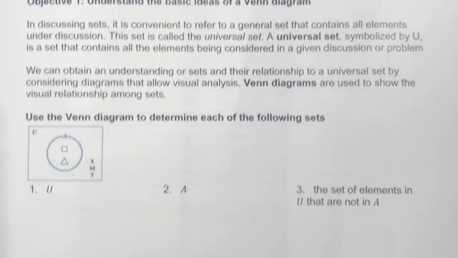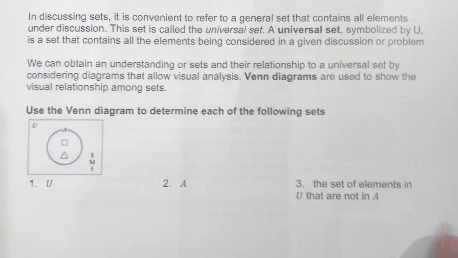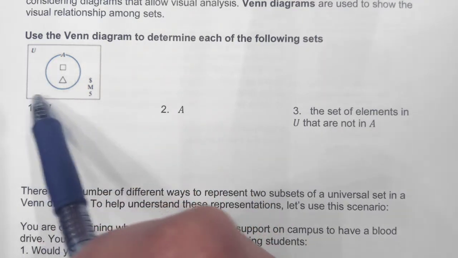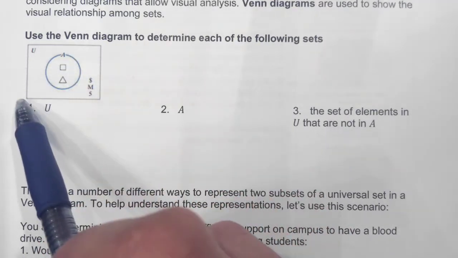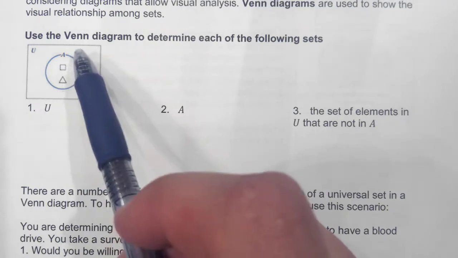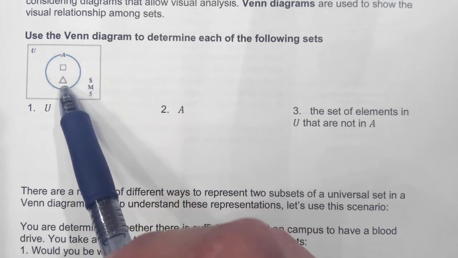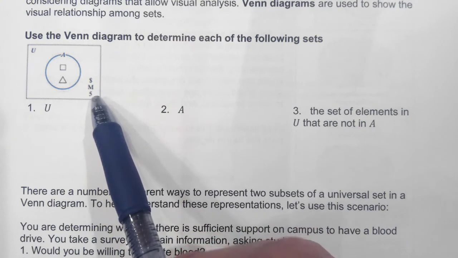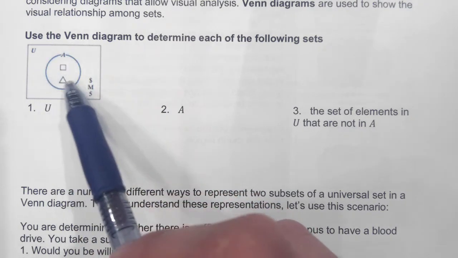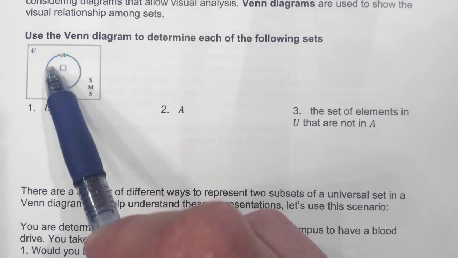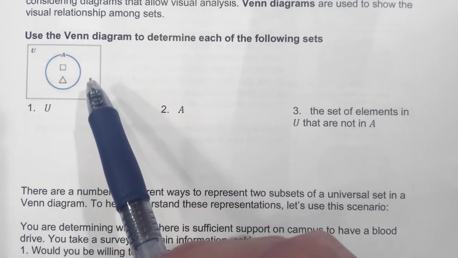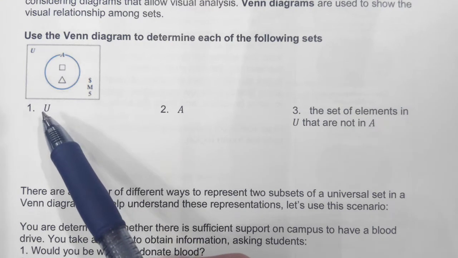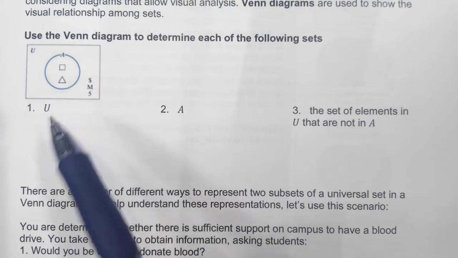Okay, so we're going to use this Venn diagram to determine each of the following sets. So notice the box is the universal set. So that's everything that we're discussing. And the discussion is a square, a triangle, a dollar sign, a capital M, and a 5. And you'll notice the circle here, this is denoting what's in set A. Okay, so the first question is, what is in set U?